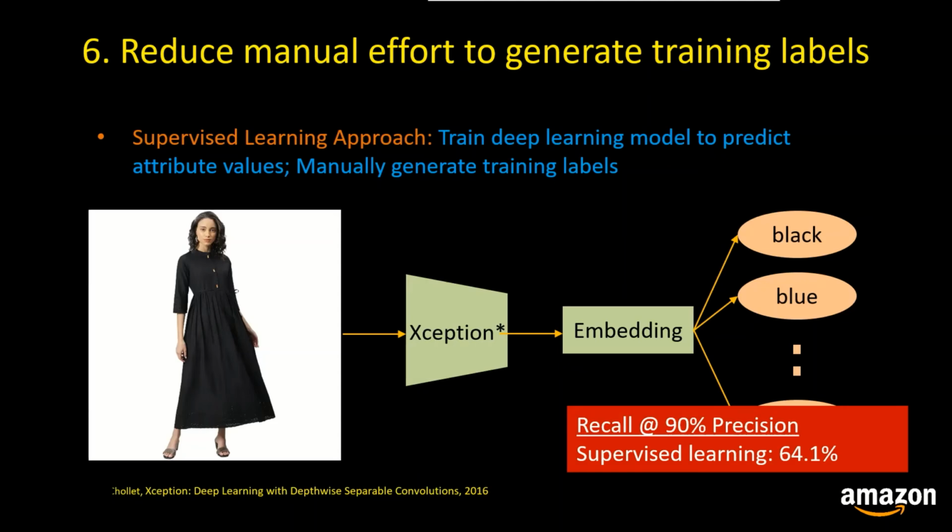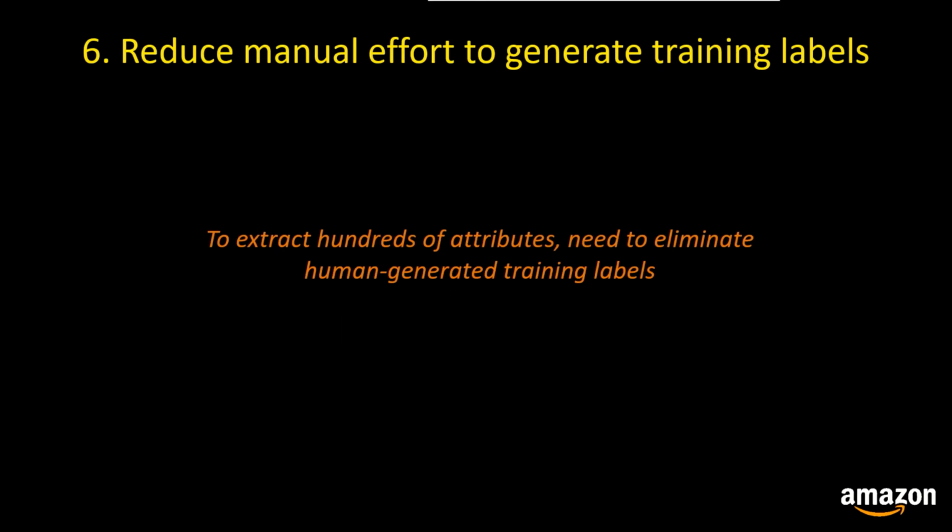Manual labeling to create this training data is expensive. And if we want to scale to hundreds of attributes, we need a way to eliminate human-generated training labels. So the sixth best practice is really around reducing manual effort to generate training labels.